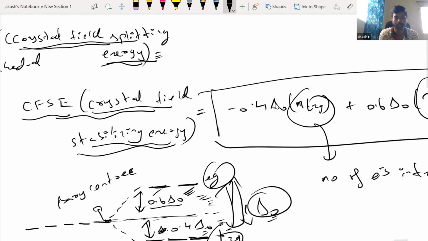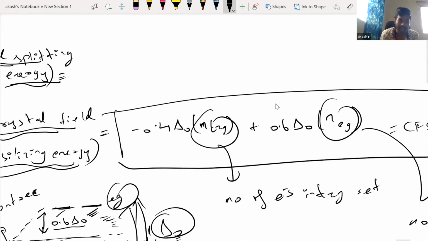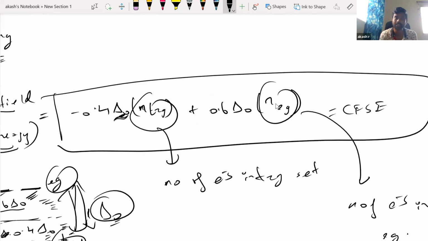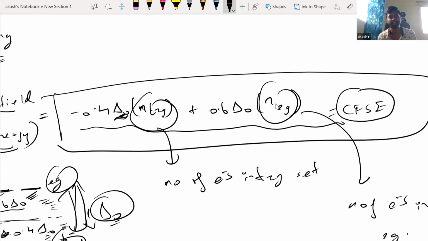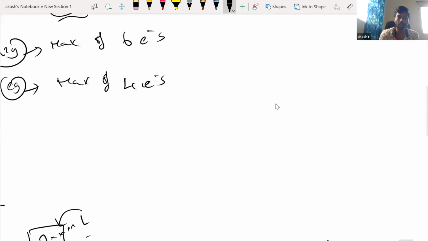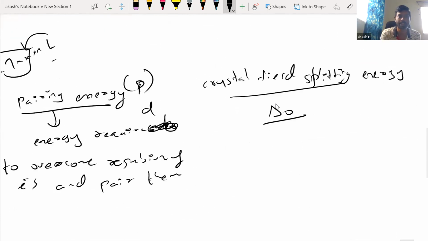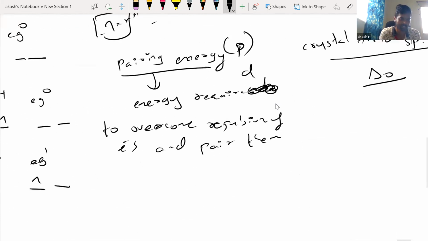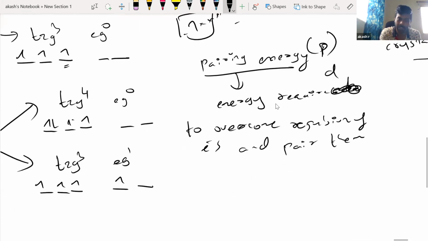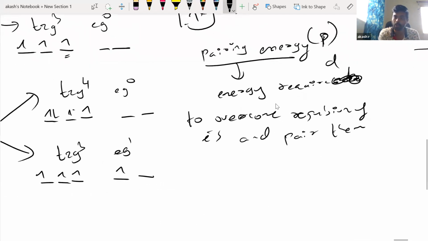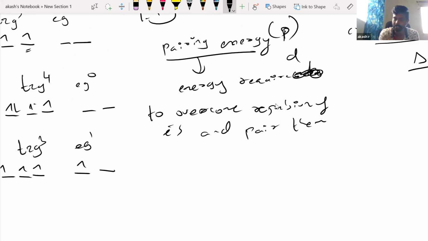CFSE is different, CFSE's formula is different. This del O is your crystal field splitting energy, but if I apply the formula completely, then it becomes CFSE, crystal field stabilizing energy. Anyway, solve problems on it, don't worry. Depending on which is going to be higher and which lesser, these two configurations are going to come. There can be only two possibilities.